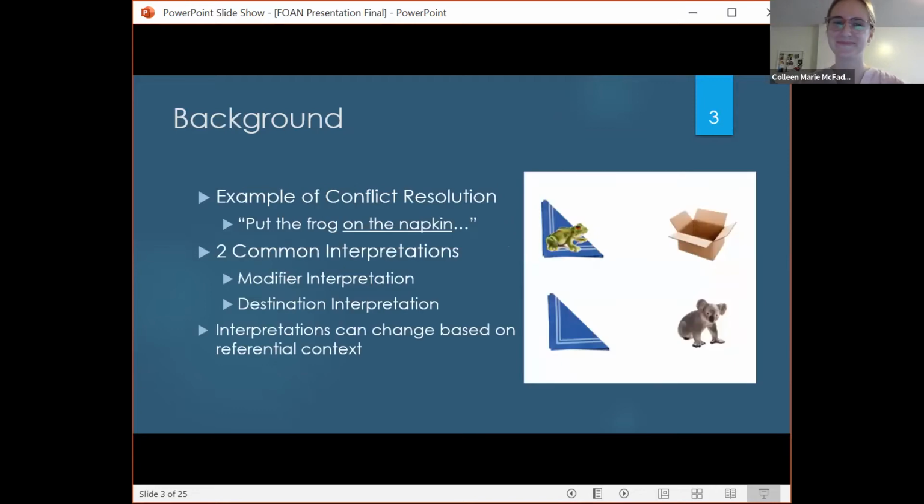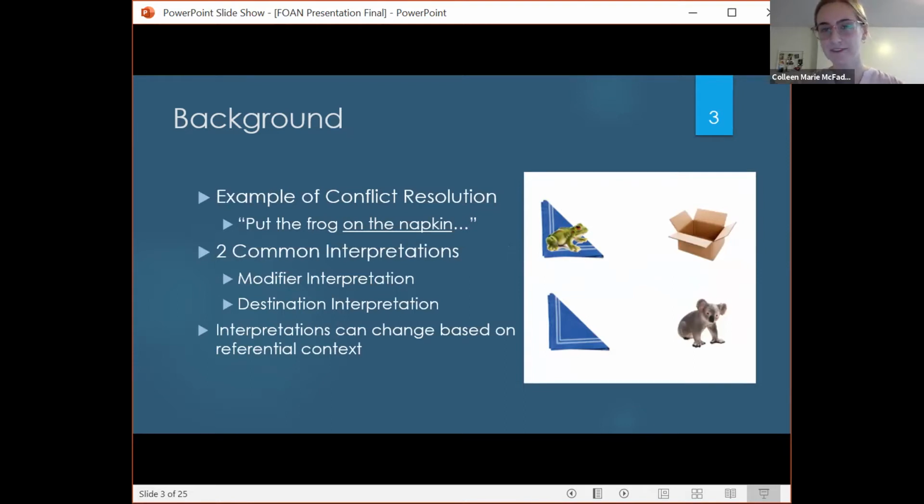To demonstrate an example of conflict resolution that someone might have to do, we can look at the phrase, put the frog on the napkin. When we see an image like this here on the right, there are two common interpretations of the phrase on the napkin. The first being on the napkin, describing the frog further, just giving more information about it, which is a modifier interpretation of that phrase.